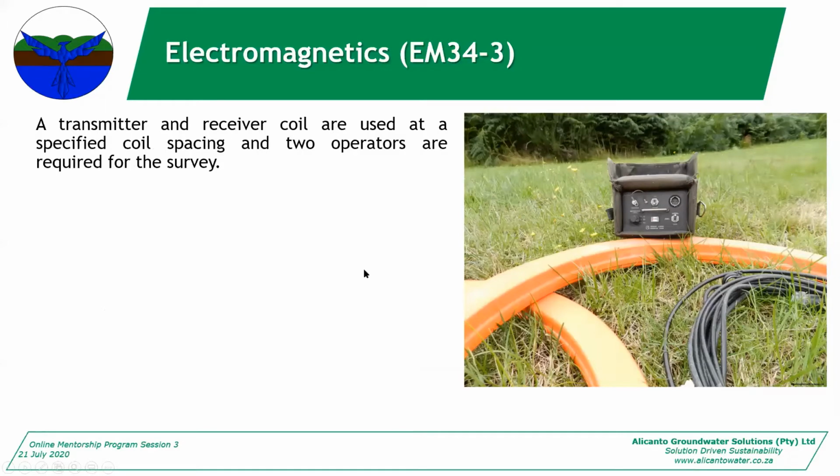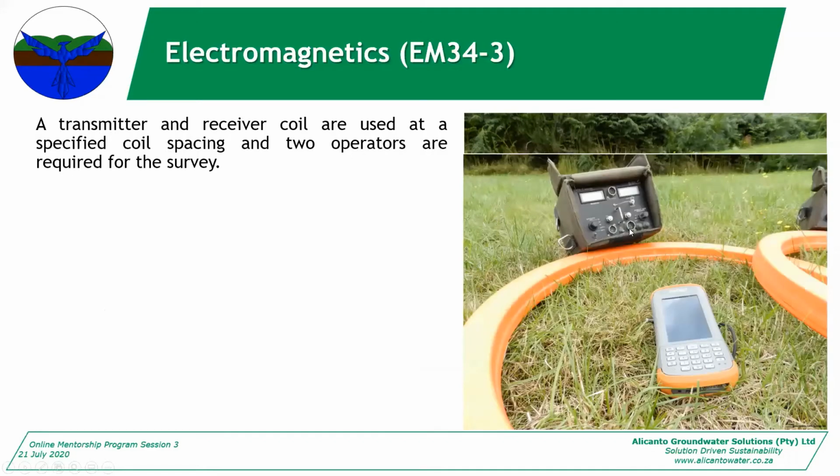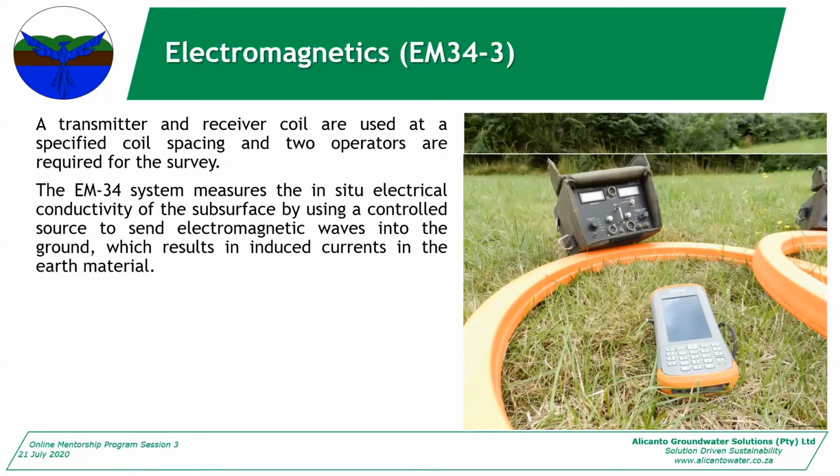Okay, so you use it at specified coil spacing with 2 operators doing the survey. This is what your transmitter box looks like. You've got this that plugs into your coil, and then the coil plugs into the cable, which then goes into the receiver box. So your cable between the coils plugs directly into the receiver box, and then the receiver box also plugs into the receiver coil.